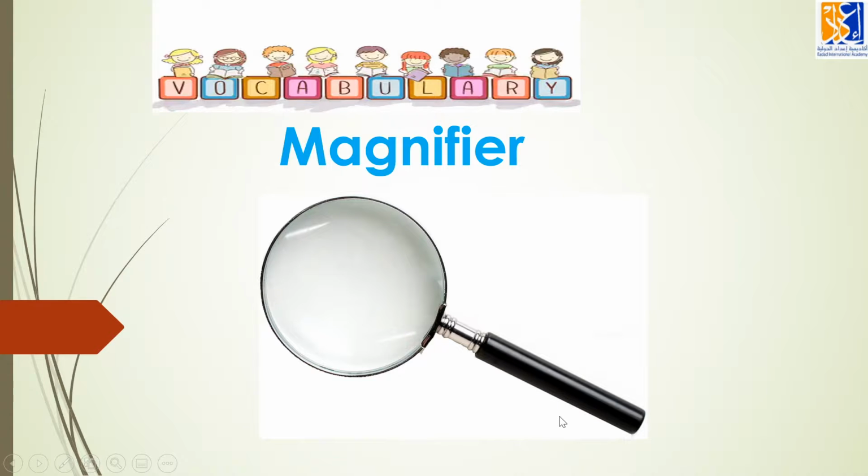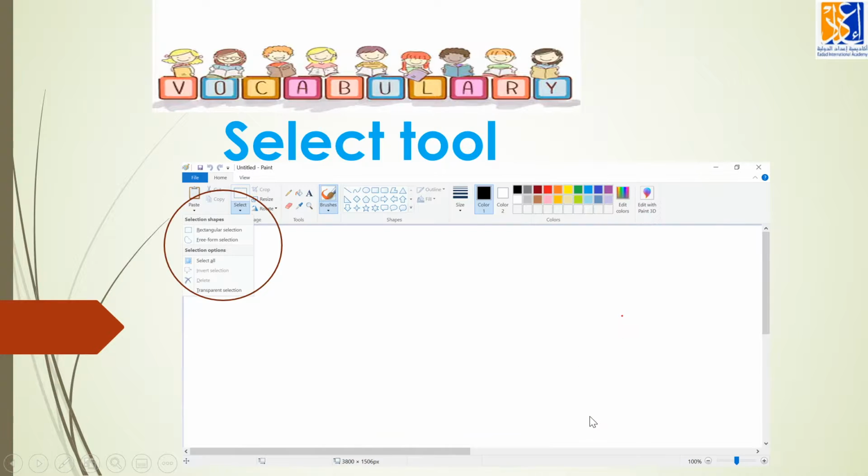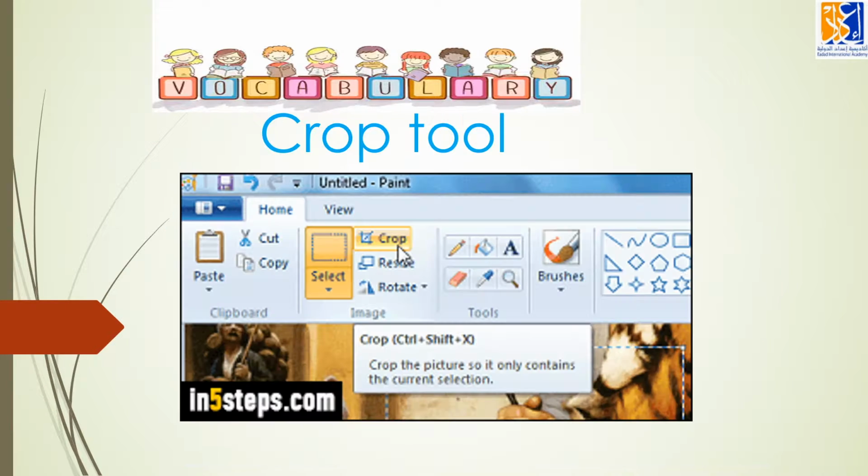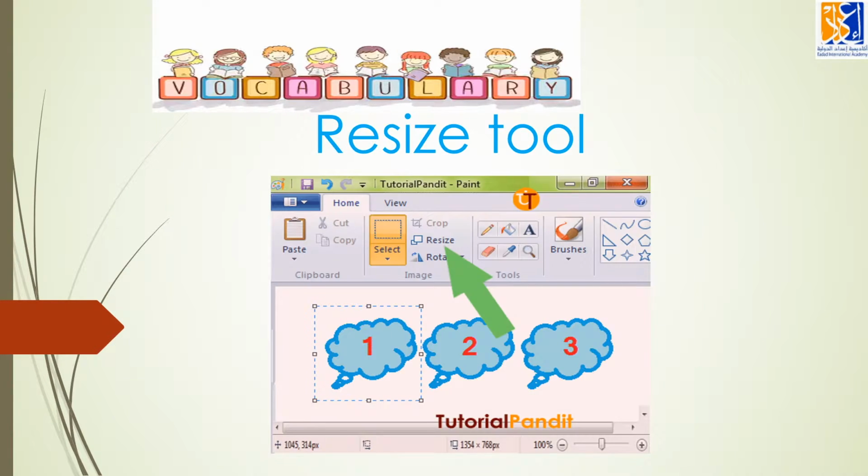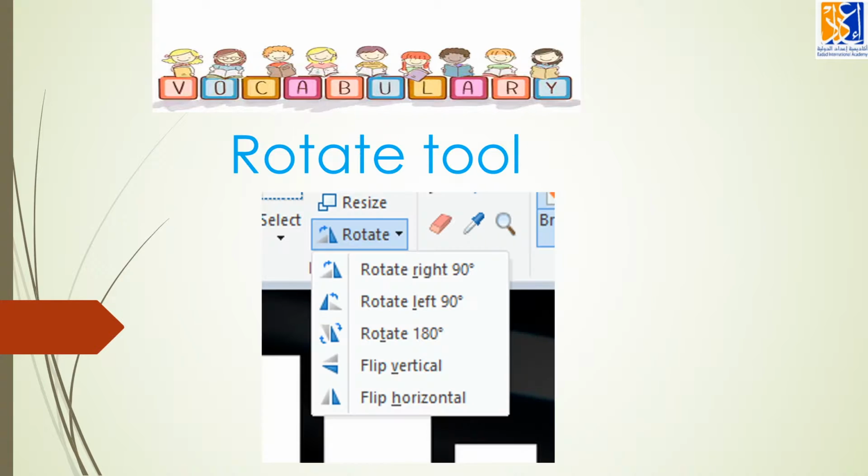Magnifier. Let us see the vocabulary words first. Magnifier. This is a magnifier. Select tool. Just look at the pictures. I will explain everything in detail later on. Crop tool, resize tool, rotate tool.